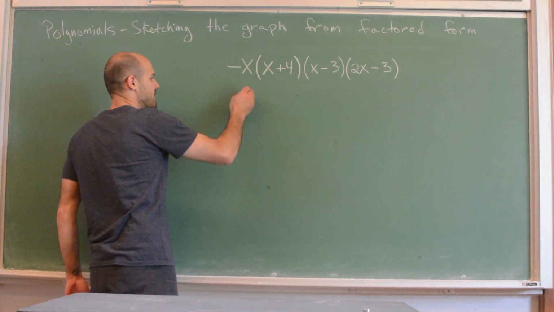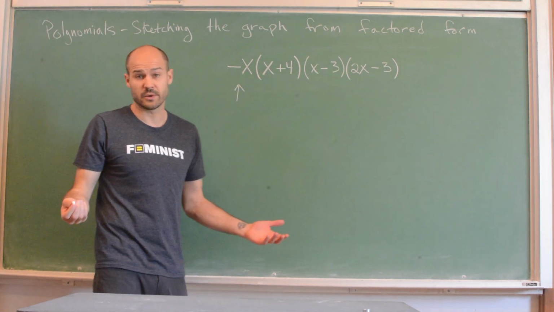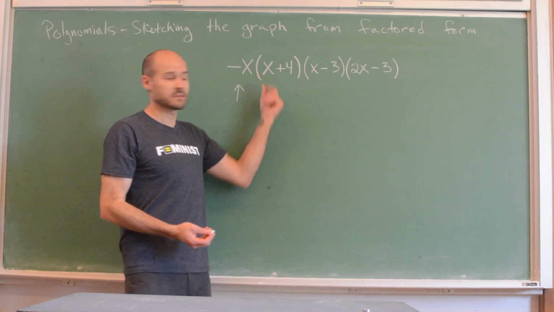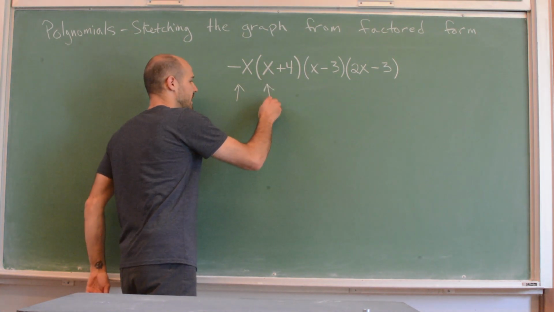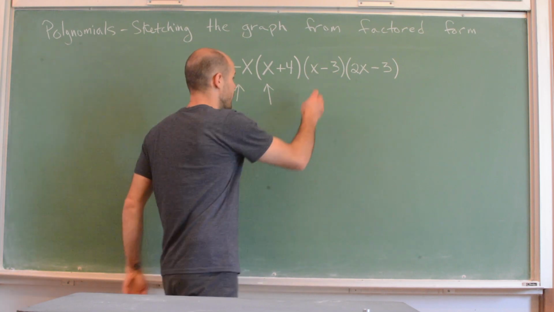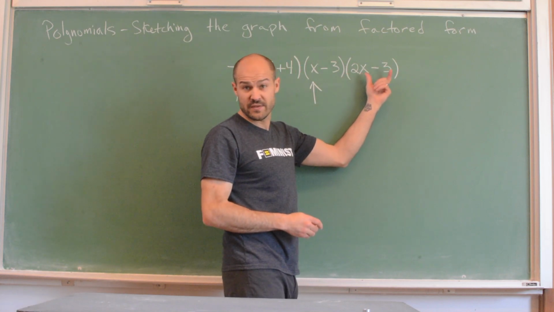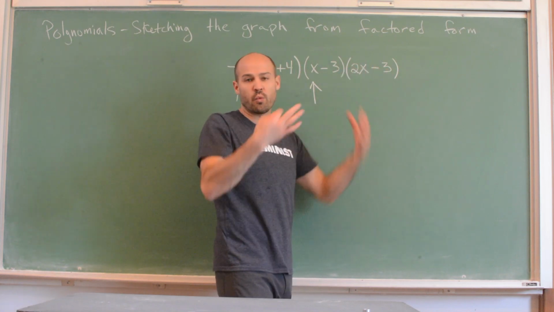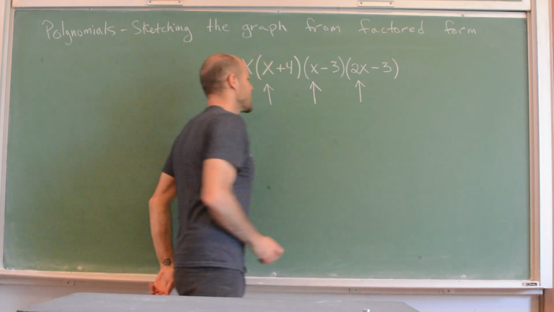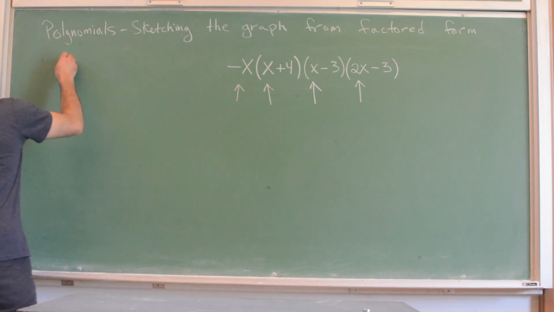Here's an x term. Even though it's not in parentheses, this is an x and it's there. So it's an x term. We have one x term. Here, this factor has an x term as well. We have at least two x terms. This factor has an x in it, therefore there's a third x term here. And this one here, even though it's 2x, it's still just one term. So here's another x term, and if you count these up, it tells us we're going to have a fourth degree polynomial.